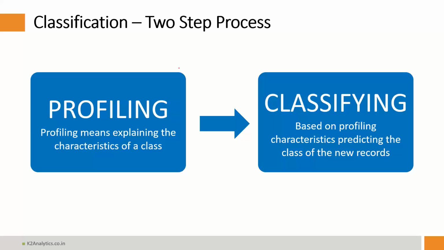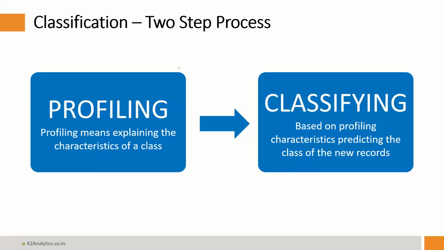So let's formally define classification. What is classification? When we are building a classification tree model, as you know, it is a supervised machine learning technique. In that, the classification is actually a two-step process. Step one is profiling. Profiling means explaining the characteristics of a class.